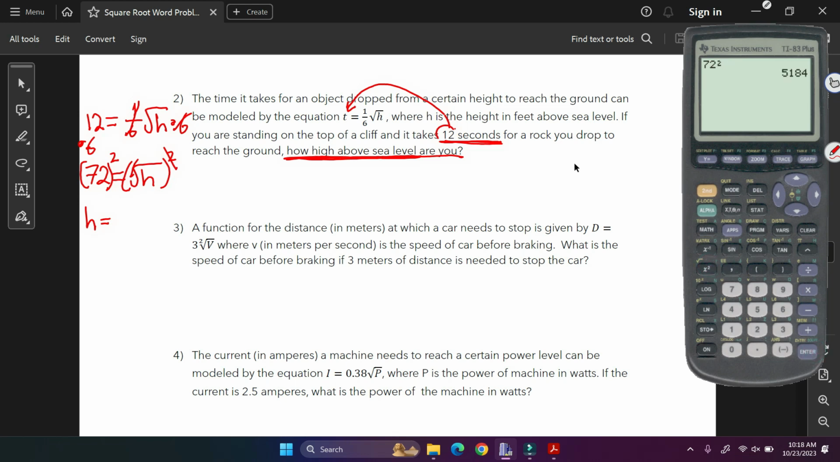And that tells us that if it takes the rock 12 seconds to reach the ocean, the cliff must be a height of 5,184. Let's see what our units are. Are they meters, feet? Feet in this question. Okay. And I have some issues with the board here, but just so you can see, this is 5,184.